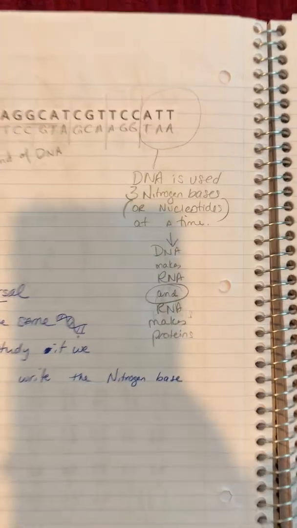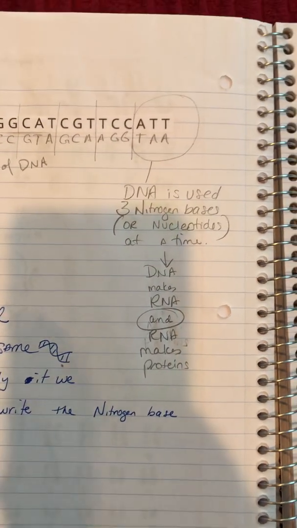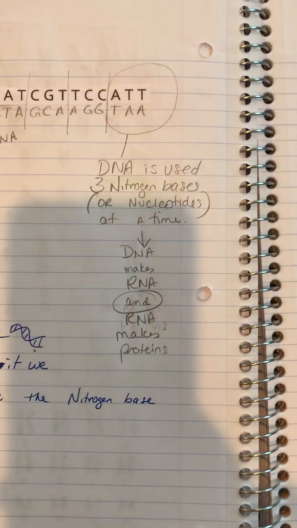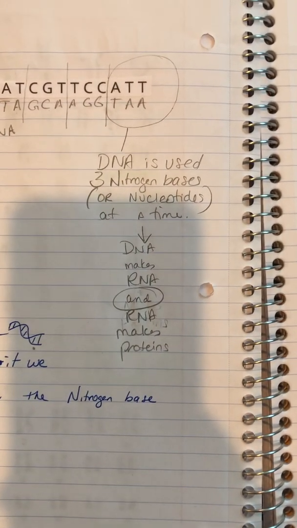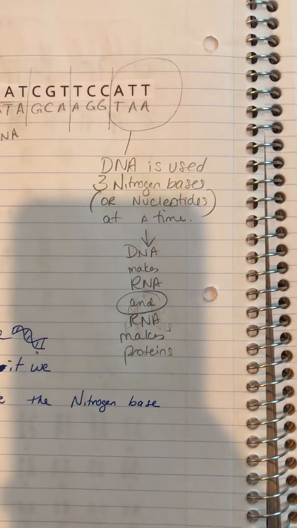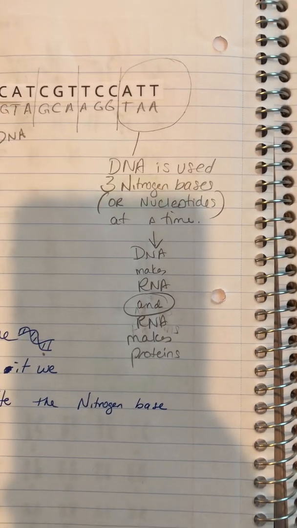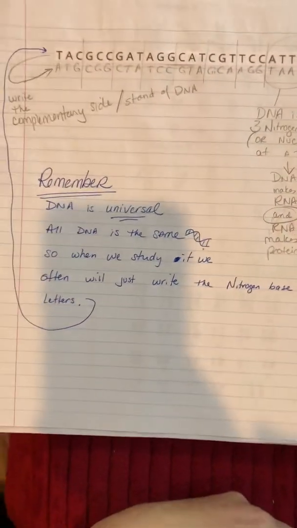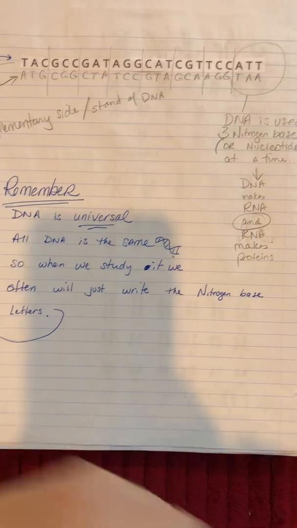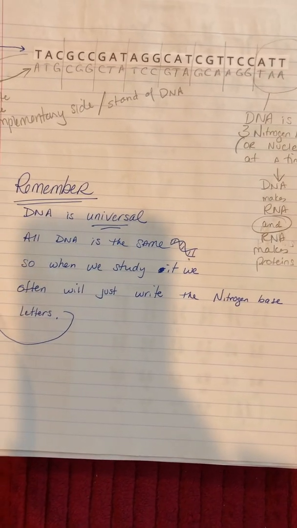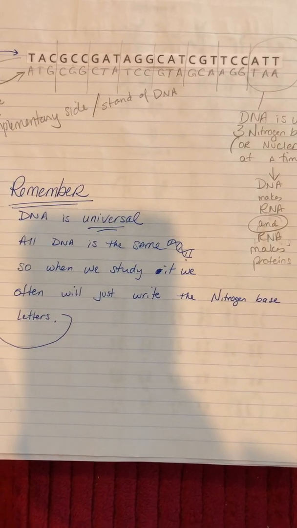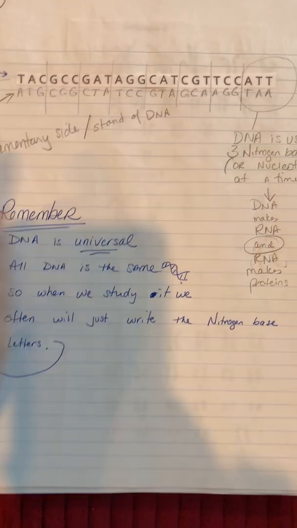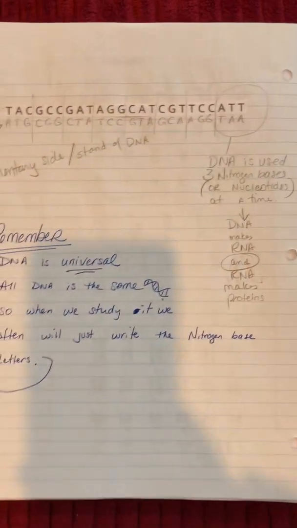We want to make certain that you also drop a line every 3 nitrogen bases, because that's actually how we use DNA. It's used 3 nitrogen bases or 3 nucleotides at a time. DNA is used to make RNA, and RNA is going to make proteins. So the last thing that I'd like you to write down in your notebook is this little ditty. I want you to remember that DNA is universal, that all DNA is exactly the same. So when we study DNA, we often will just write the A's and T's, C's and G's.